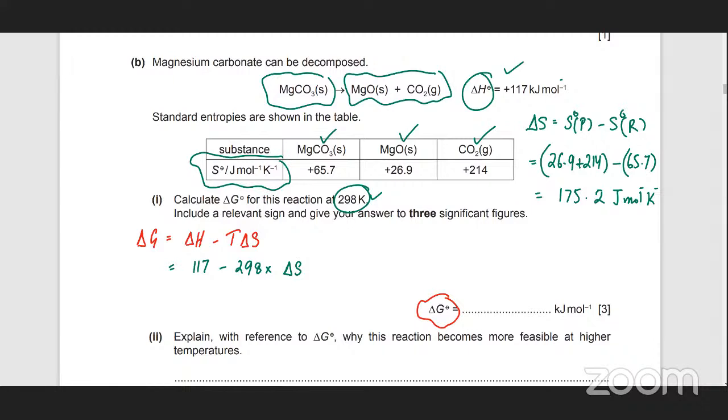So when you use it here, convert it, because this delta H is in kilojoules and this is in joules. So the unit has to be the same. So it's going to be 117 minus 298 minus 298. Just one second.